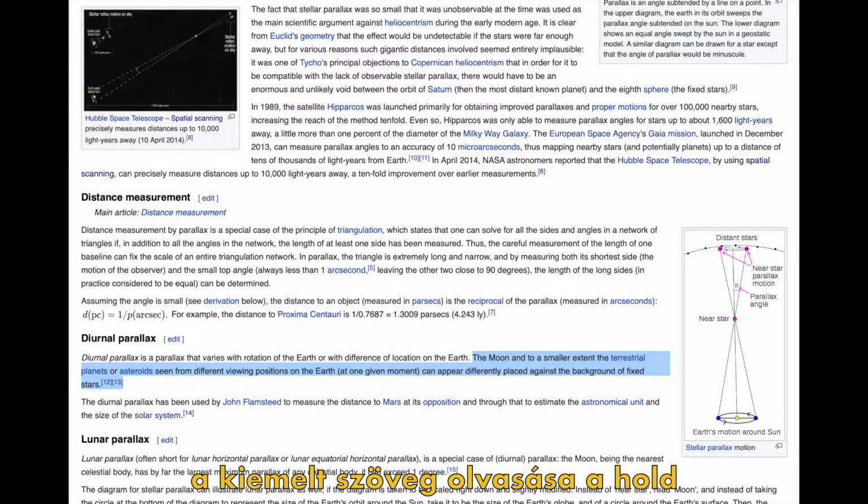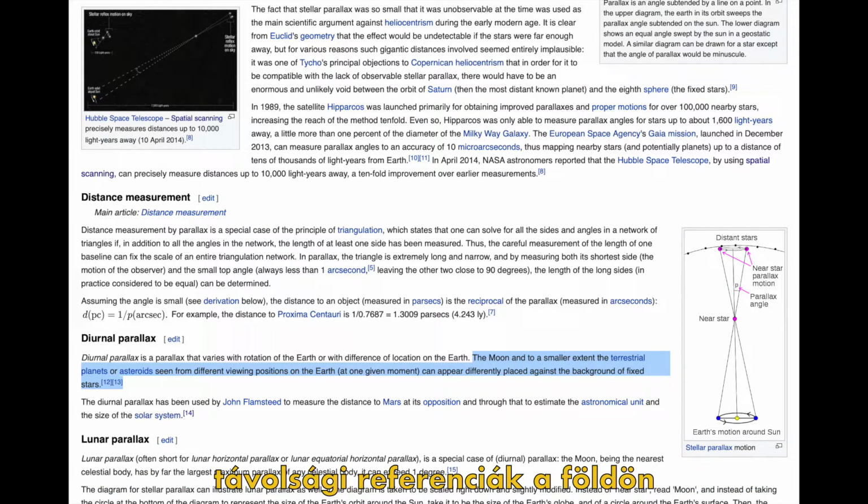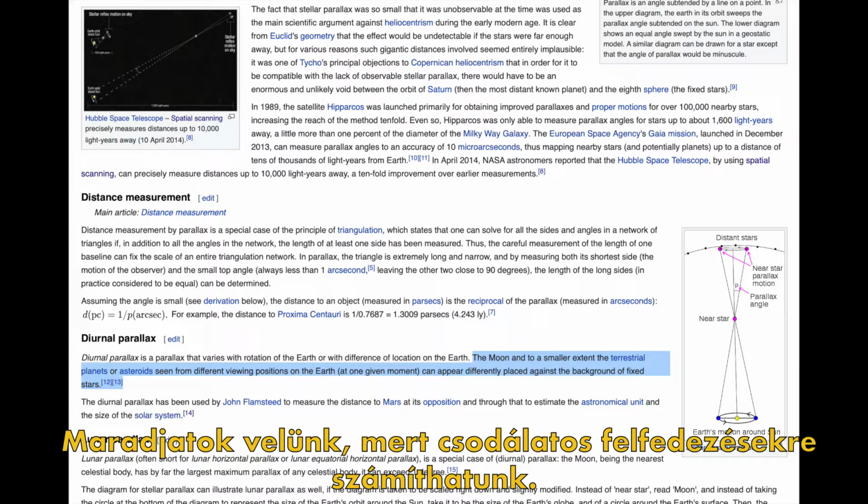Reading the highlighted text: the moon, and to a smaller extent the terrestrial planets or asteroids seen from different viewing positions on the Earth at one given moment can appear differently placed against the background of fixed stars. So there you have it, measured against the background stars. But what if I don't want to measure against the background stars? I don't know how far the stars are. Why speculate about things that we can't really touch when we have references of distance on the Earth? Yeah, so we'll be using distant mountains, and we'll simply be measuring the distance to the sun and the moon. Just incredible, folks. Stay tuned for some amazing discoveries.